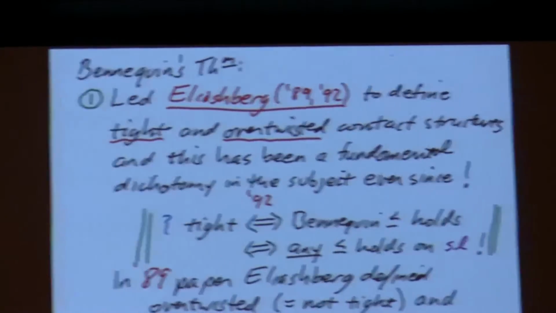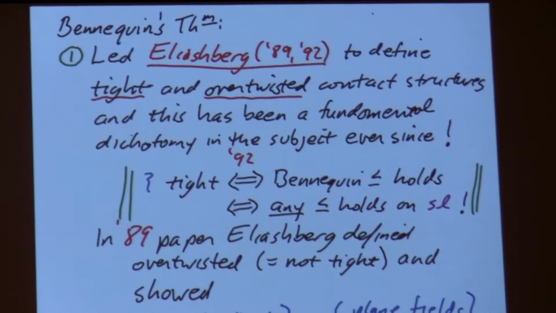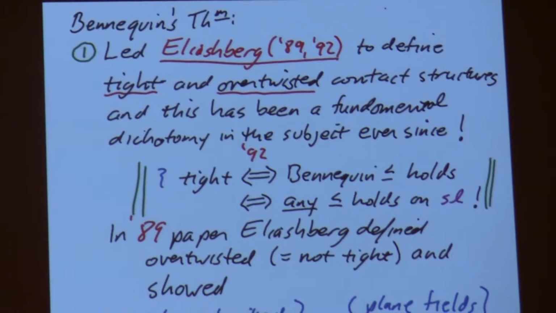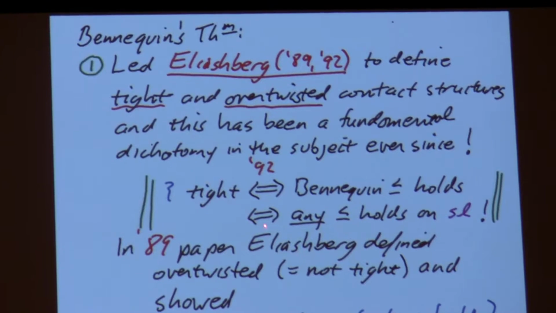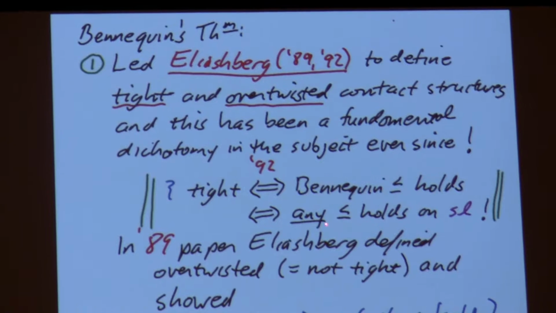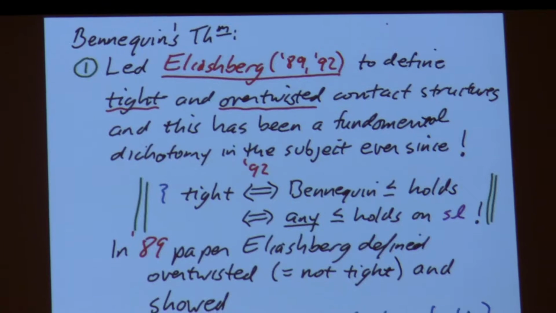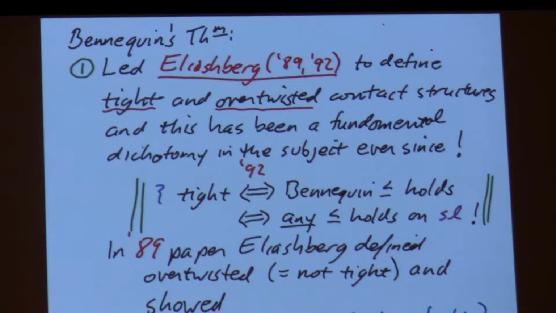One way you can define tight, this is not the way that it was originally defined, is that a contact structure is tight if and only if the Bennequin inequality is true. So again, you can define whether something is tight or not by using transverse knots. Eliashberg didn't show this, but it's a very easy consequence of what Eliashberg did: a contact structure is tight if and only if you have any upper bound on the self-linking number for any knot in the contact manifold. Interesting, but again, transverse knots really come in an essential way in this fundamental dichotomy.